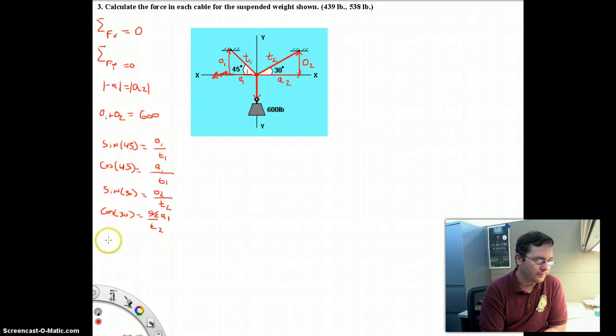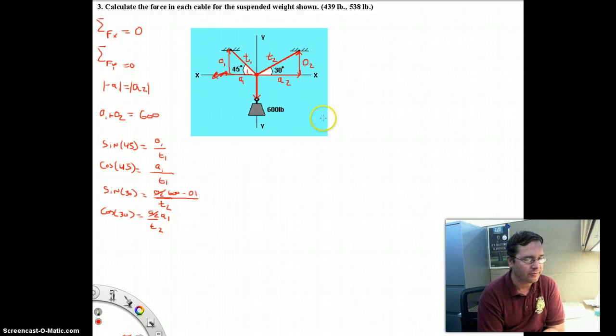What else do I know? Well, I know that O1 plus O2 must add to 600. So anywhere that I see O2, I'm going to strike O2, and I'm going to write 600 minus O1. And those are just identities that come from the nature of the problem.